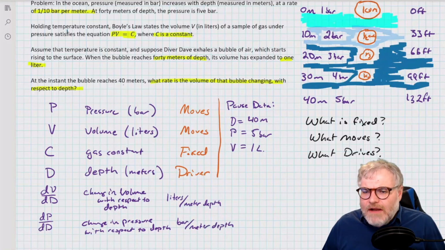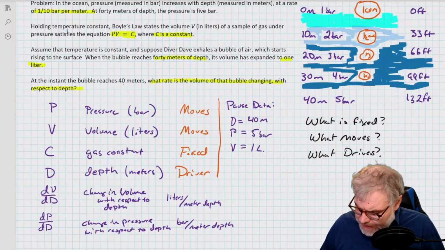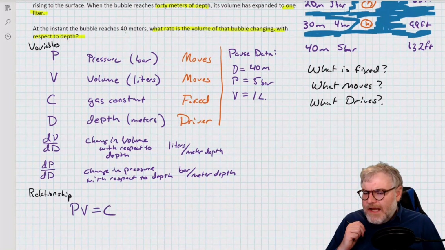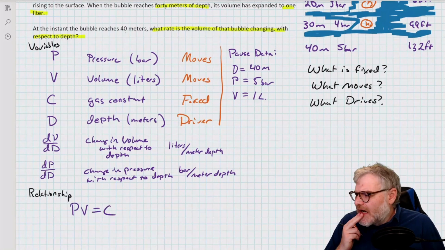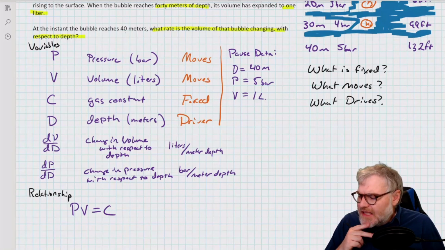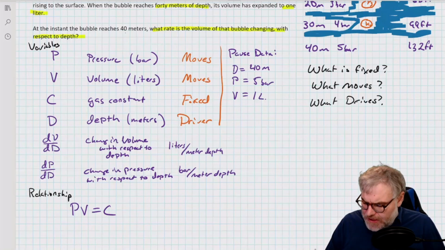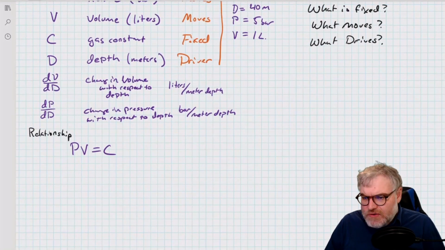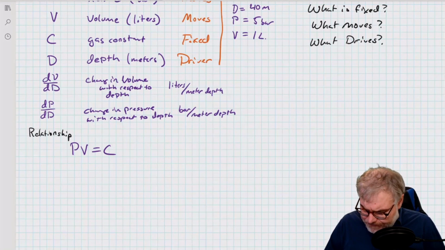Okay, so I've got some changes going on here. And then I've got a relationship. Well, my relationship is PV equals C. So what I need here is dP over dd. Well, let's do the differentiation here. So I'm going to take the derivative of everything with respect to depth, because that's my driver here.